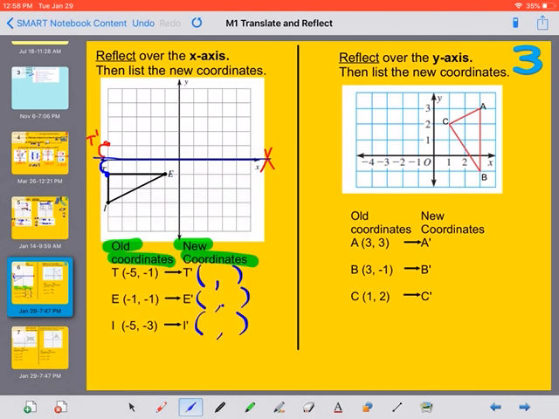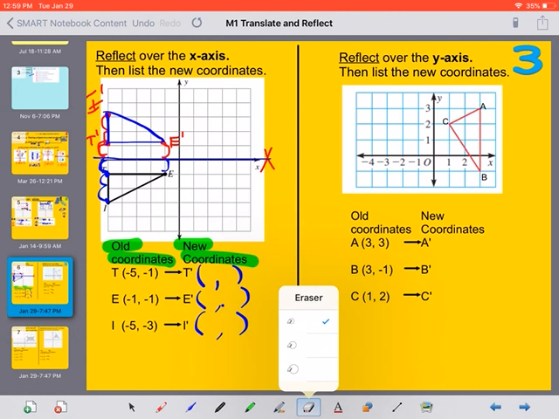Our second point, I'm going to do E, is 1 away here, so it will be 1 away on the other side as well. There is E prime. And then our third point is 1, 2, 3 away from the x-axis, so I'm going to count 1, 2, 3 away on this side, and there is I prime. So here is our new figure. I'm going to erase some of our other lines so they're not in the way there.